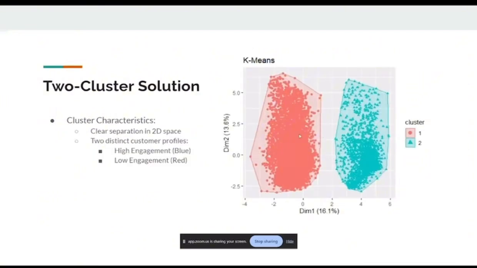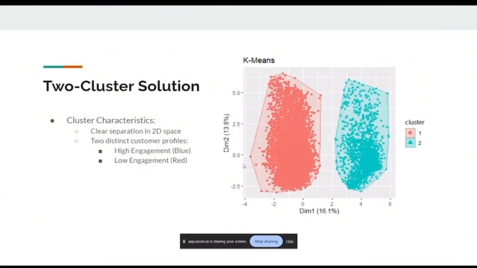Here is our 2 cluster solution. You can see clear separation in this 2D space, with the blue being high engagement and the red being low engagement. We assigned those words to each cluster based on their mean values of some features. We also use the fviz package in R, which uses PCA to reduce the dimensions so we can get a clear look at what our clusters look like.